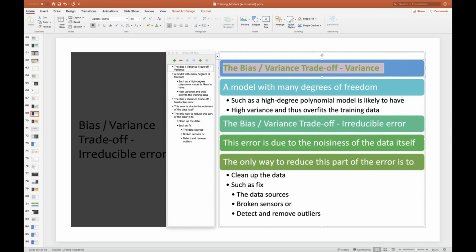So you understood about bias, you understood about variance, and you understood about the irreducible errors in the bias and variance trade-off. If you have questions, please stop me here. Okay, let's move on to the next slide.